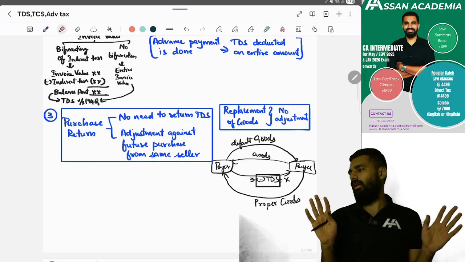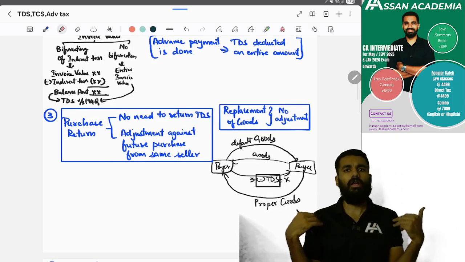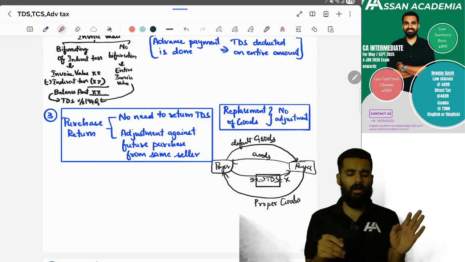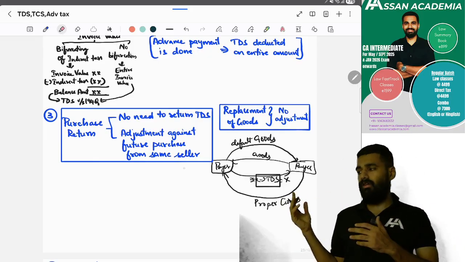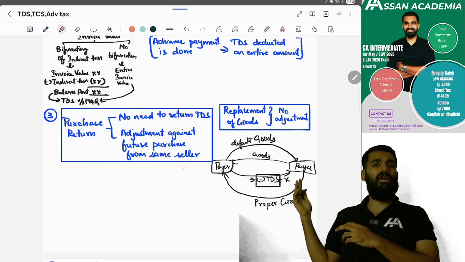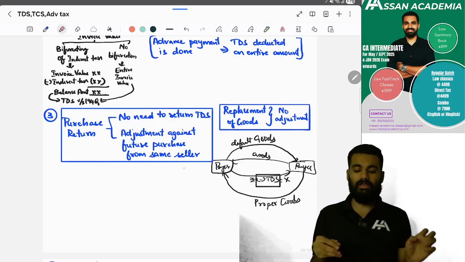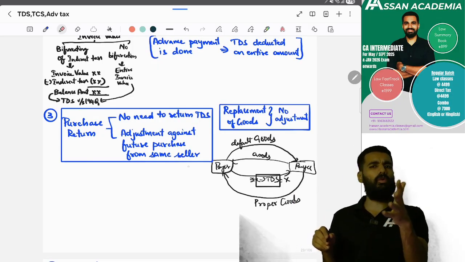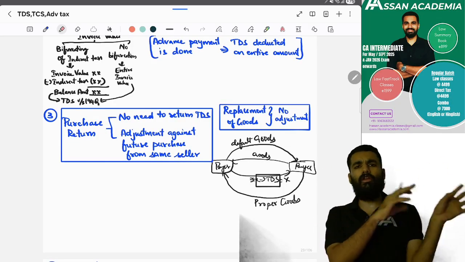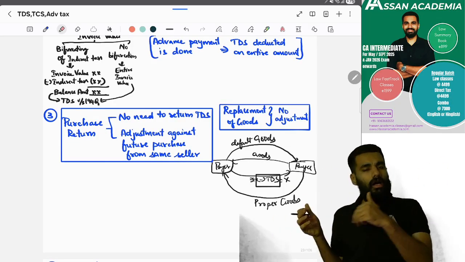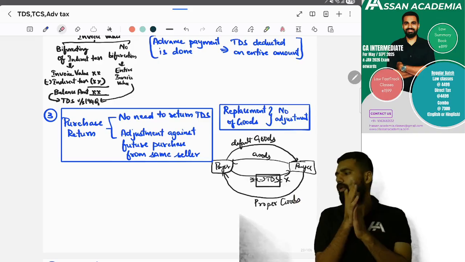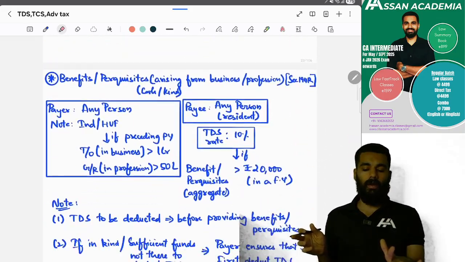But if there is a purchase return, you are not going to make any TDS return. TDS amount also will not be returned. But in the future purchase, the TDS will get adjusted. Yes, but in case of replacement, in case of defective goods, when some proper goods will be given, for those, no TDS adjustment will be made.